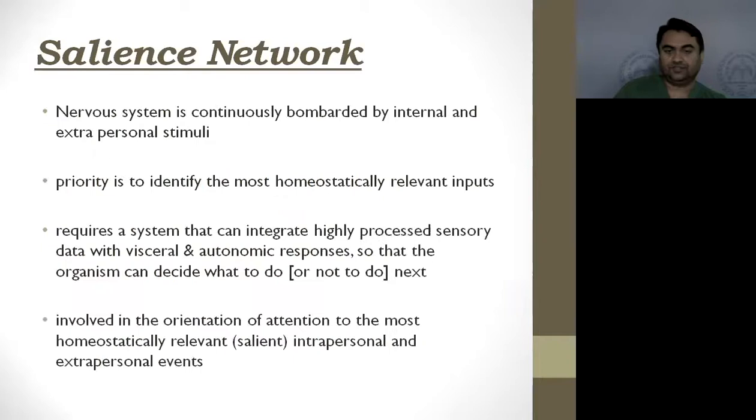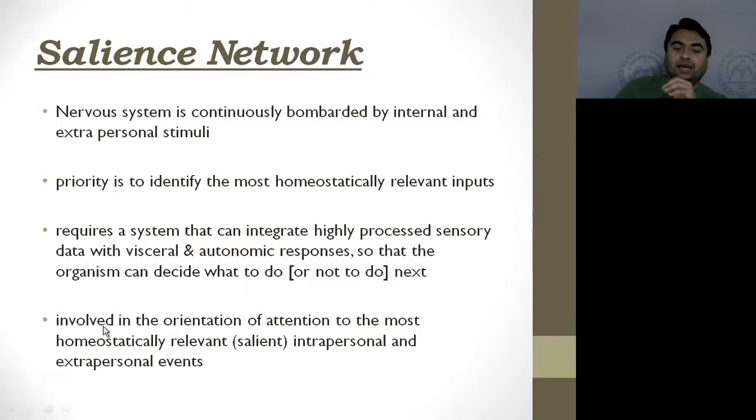Now, what is the second network, the salience network? Our system, the nervous system, is continuously bombarded with a lot of stimuli, both intrapersonal or extrapersonal. We need a network to prioritize what should be attended to and what not. So this system can integrate highly processed sensory data along with the visceral or autonomic feedback responses so the organism can decide what to do or not to do, that is decision making.